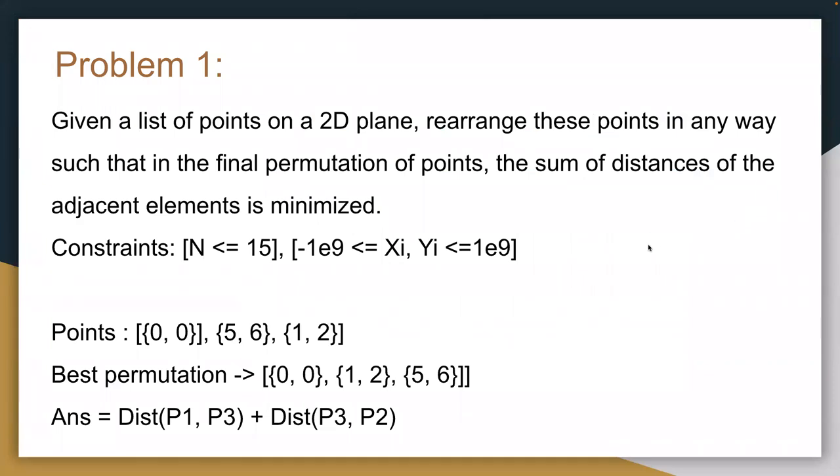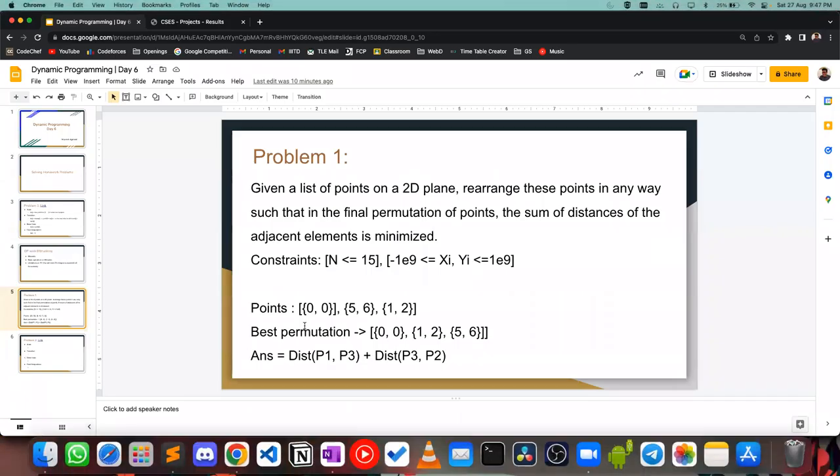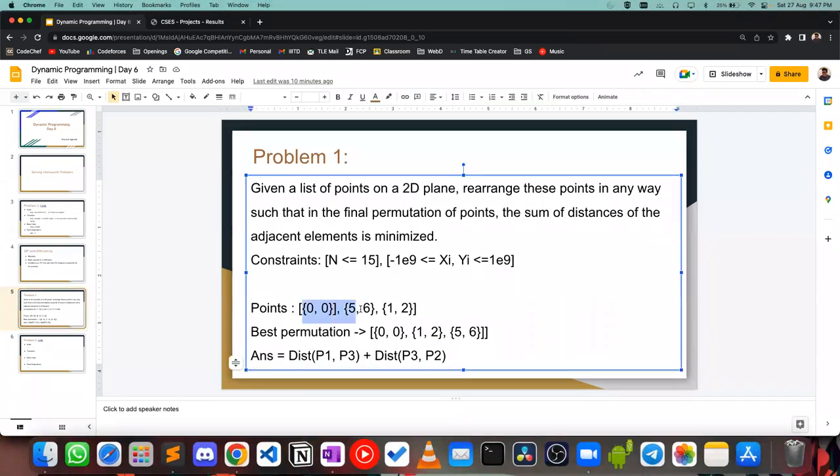What are adjacent elements? Adjacent elements are in terms of labeling. So can you see that this is the list of points that has been given to you? Okay, let me remove this. This is the list of points that has been given to you. Now you rearrange these points like this. So now the adjacent elements are what? The adjacent elements are the 0, 0 and 1, 2. So you take the distance between these two. Then you take the distance between 1, 2 and 5, 6. So is this clear? These are adjacent points. You basically have to consider one permutation. Like you have to find out the best permutation.